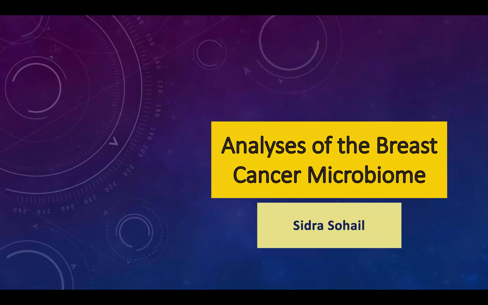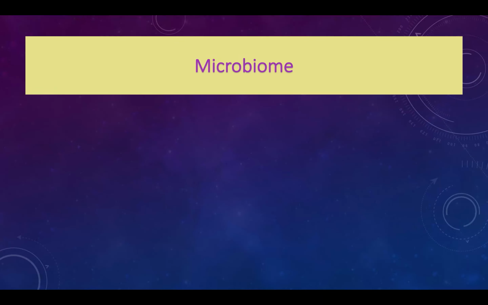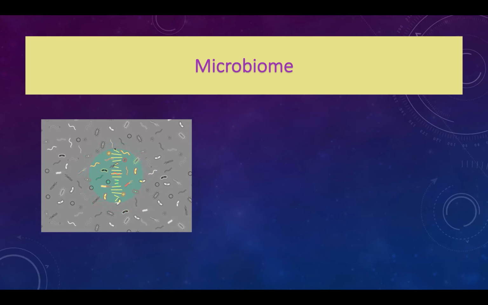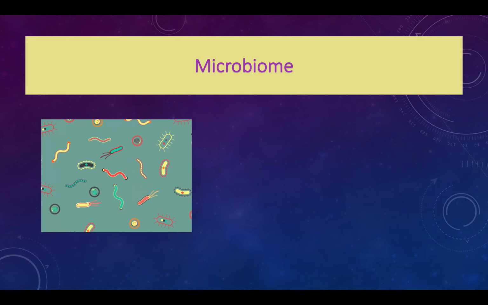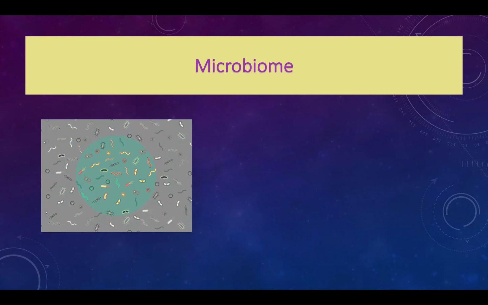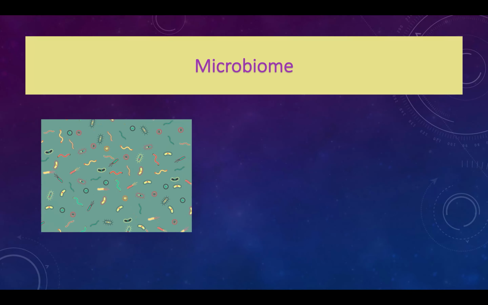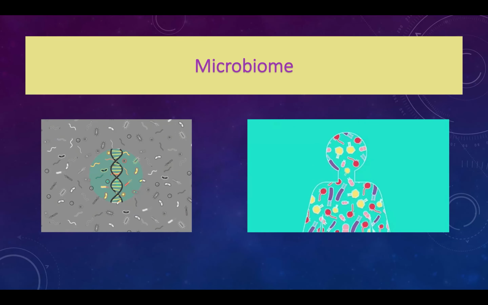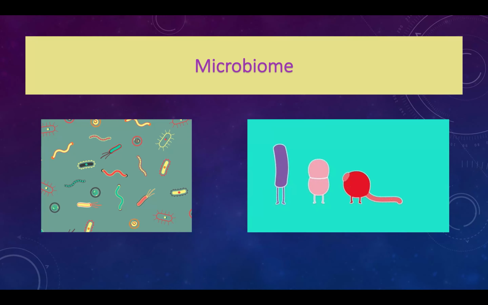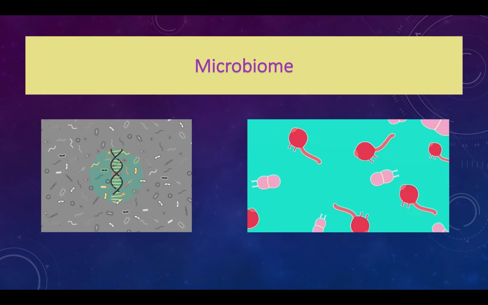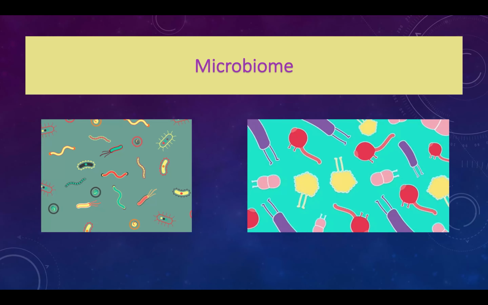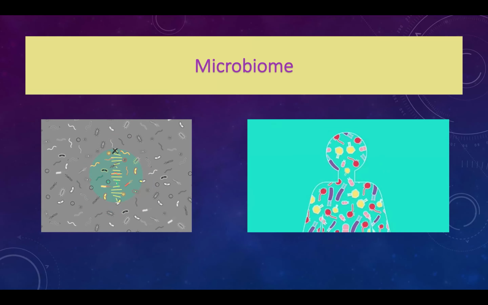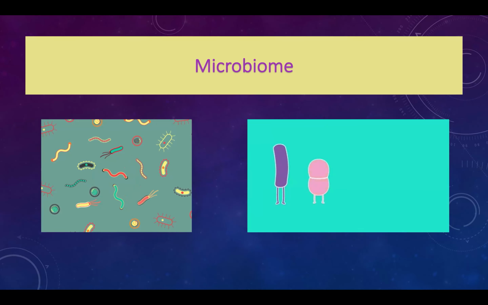Analyses of the breast cancer microbiome. So to just start off, the microbiome is really just the genetic material of all the microbes, such as bacteria, protozoa, fungi, and viruses that both live on and in the human body. And the microbiome is essential for human life, where the bacteria, for example, in the microbiome help to digest food, regulate the immune system, and also produce vitamins.